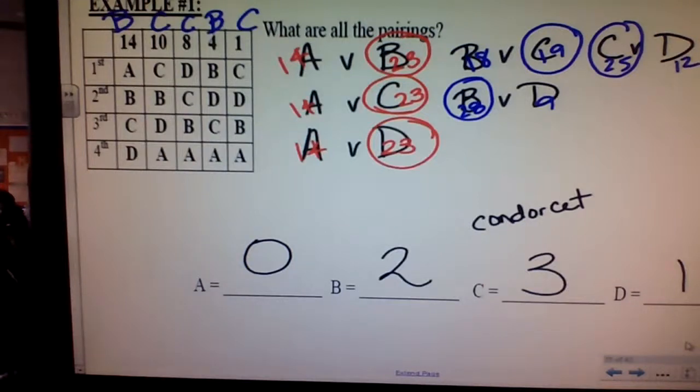So if I had to rank these from first to last, we already know C's the winner. Who's second? D. Who should come next? D. And then finally, the loser. Okay. Questions?